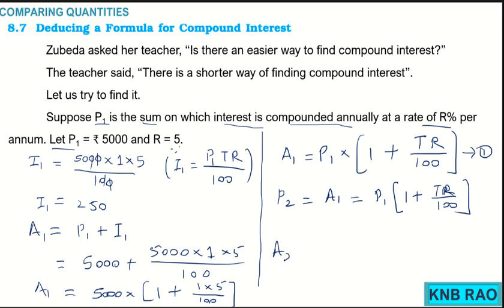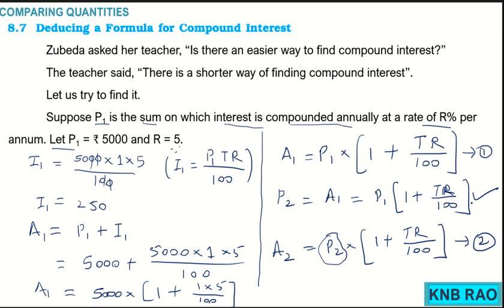Now, the amount for the second year will be this P2 multiplied by 1 plus TR by 100. This is P2 times 1 plus TR by 100. Now, if I substitute the P2 value from this, let me say this is equation A, then let me write on the next page.